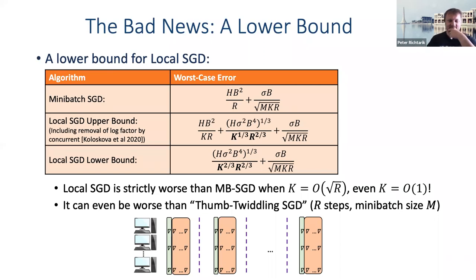So the lower bound, this is for the class of smooth and convex functions? Yeah. Okay. So how about for the case of strongly convex functions? Yeah, we have a similar lower bound for strongly convex functions, and it shows kind of the same situation. I didn't include it here for simplicity. We also have a lower bound for strongly convex functions, and it also shows that when k is small, local SGD can be worse than mini-batch. I see. Thanks. Yep.